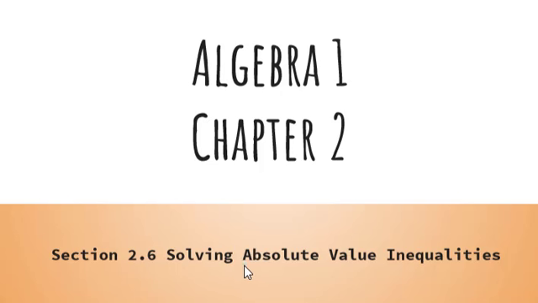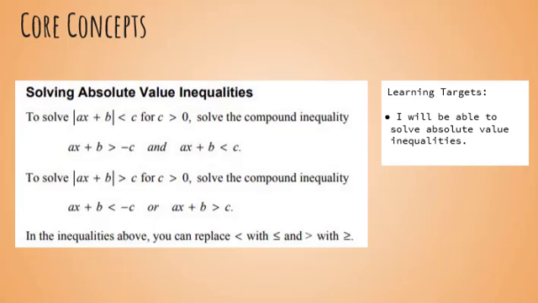Okay, so for this video, we're looking at solving absolute value inequalities. Your learning target is that you will be able to solve absolute value inequalities. And your core concept is showing you, similar to when you had absolute value equations, how you have to make two equations. When you solve absolute value inequalities, you have to make two inequalities. And when you make your second inequality, you flip the inequality symbol and change the sign of the number.